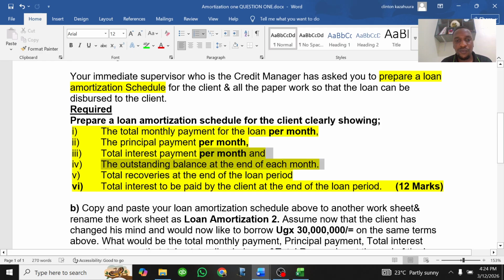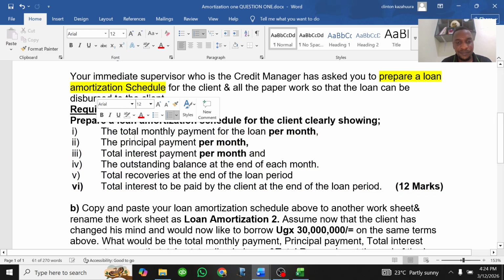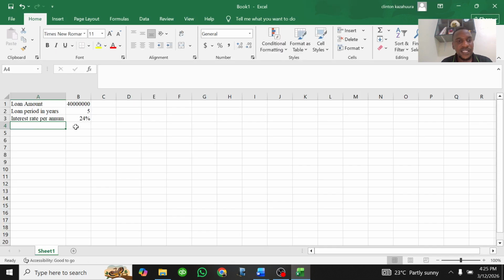So what we need is to turn everything that we have in the question, in what I've summarized here, into per month, because the information I have is per annum. So I have to change it and I make it per month. It's very simple. So I'll first determine the loan period in month. So the loan period in month is quite simple.